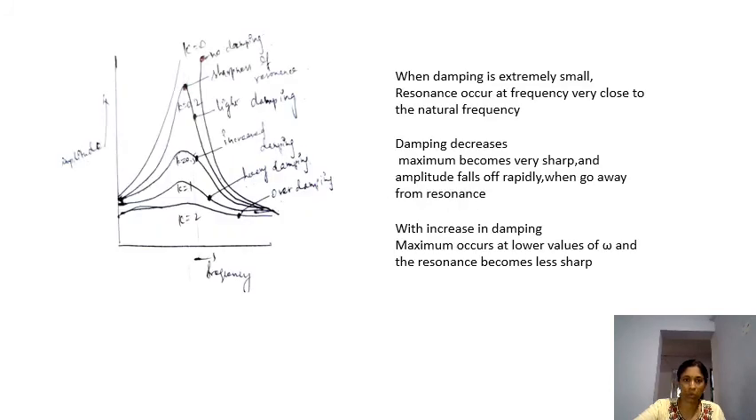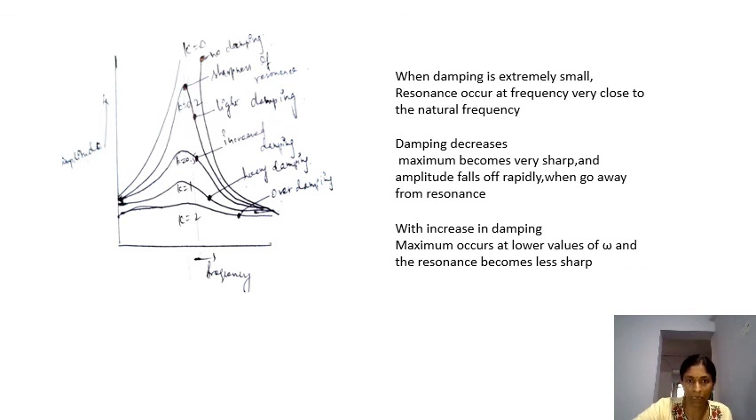Next, the graph shows the variation of resonance with respect to damping. When there is no damping, k equals 0. The values k equals 0.2, 0.5, 1 or 2 represent the damping. K is the damping factor. If there is no damping, the resonance occurs at a frequency close to the natural frequency. The resonance frequency is equal to the natural frequency.